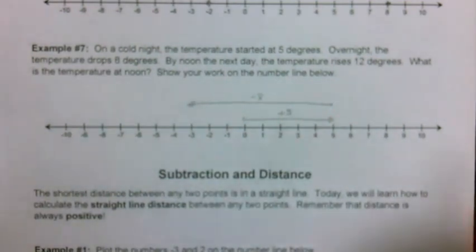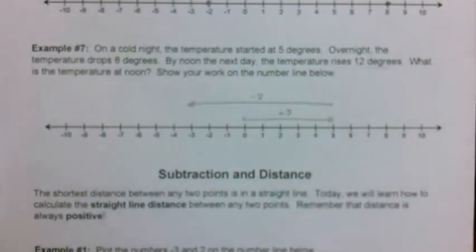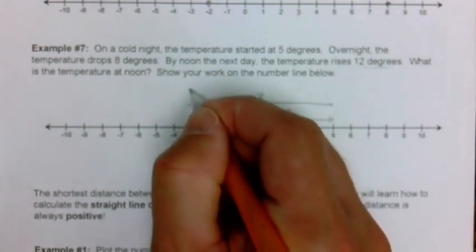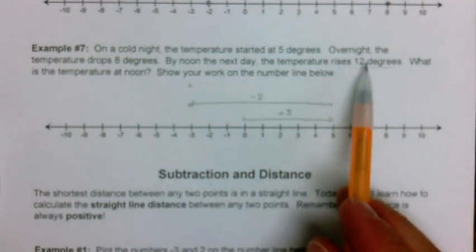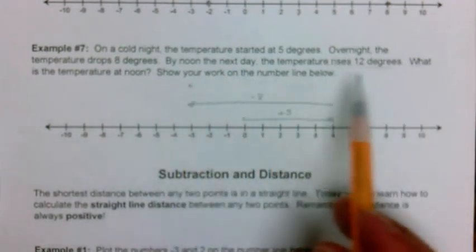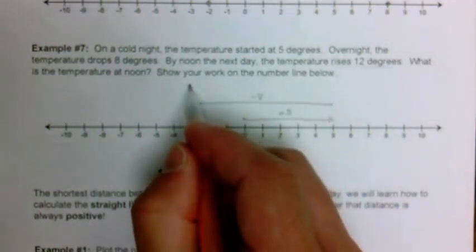Now, during the day, by noon the next day, the temperature rises 12 degrees. So we're going to start our third vector at the end of the second vector. And now we're going to show a 12-degree rise, which means we're going to be moving to the right 12 units. Okay, so I'm at -3.